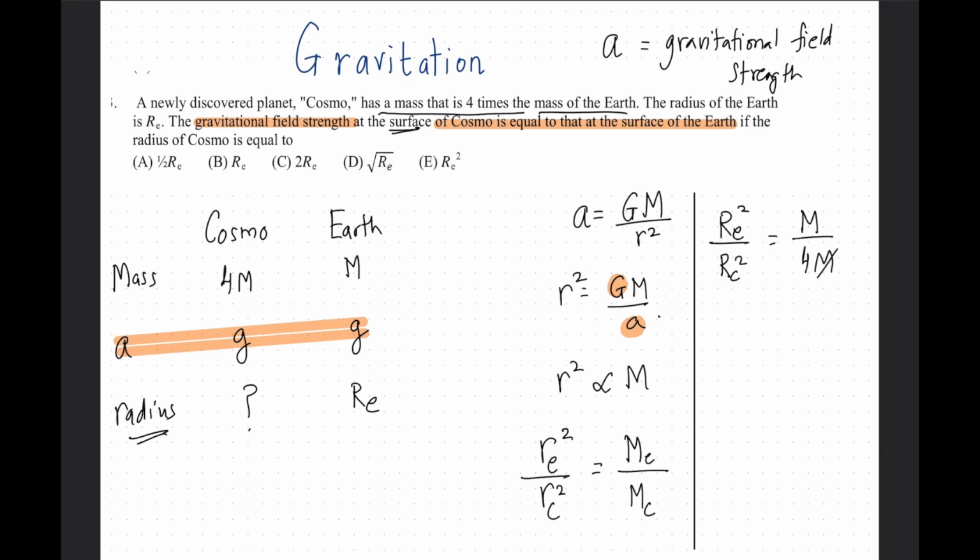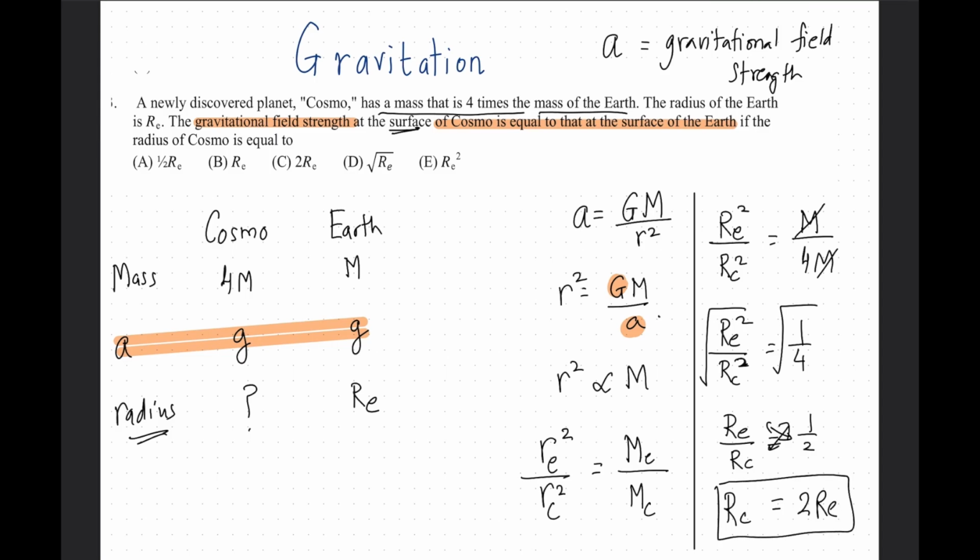Now we can see the mass can be cancelled out. So we'll get RE squared over RC squared equals 1 over 4. To get rid of the square, we'll take the square root on both sides. We'll get RE over RC equal to 1 over 2. So RC, that is the radius of Cosmo, will be equal to 2 times RE. We can cross multiply and get this relation. So our answer is twice the radius of Earth, which is option C.